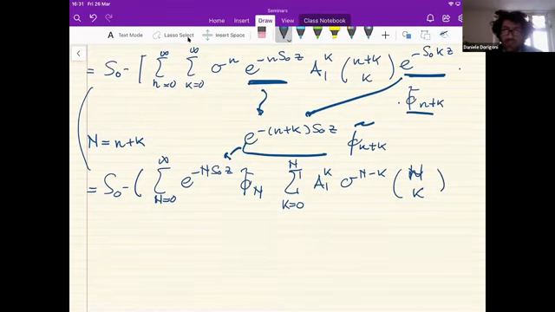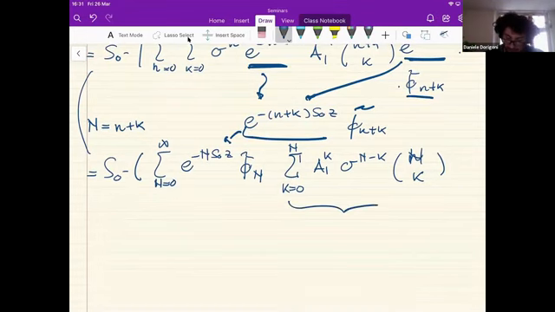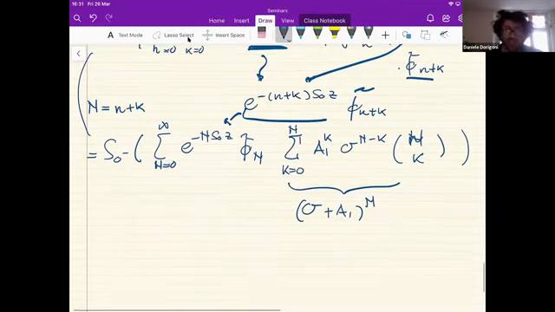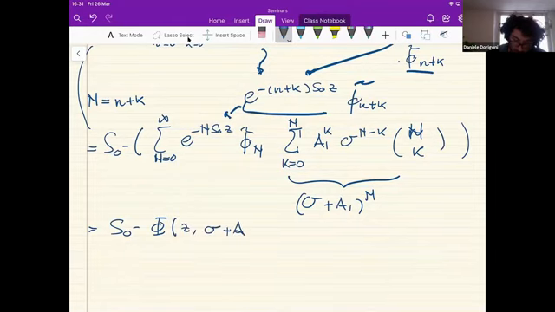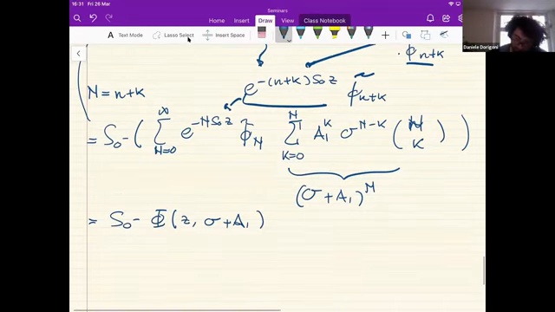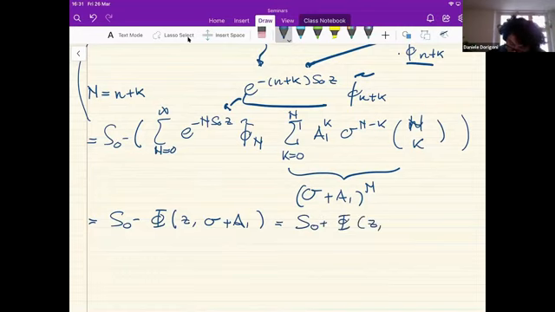But you spot immediately that this is precisely the expansion of sigma plus a1 to the n. So you see that the only thing that the Stokes automorphism has done is to spit back the same transseries where you simply shifted the transseries parameter by this constant a1. This is our connection formula in this particular direction.